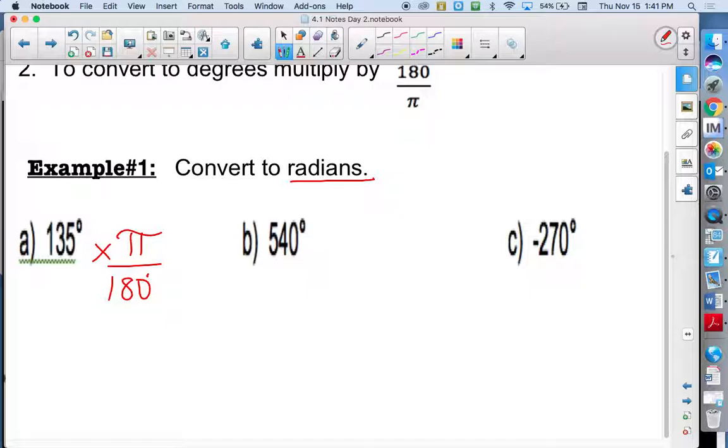Michael, do you know what we could divide them by? 5. So we could divide them by 5. So what's 135 divided by 5? Is it 27? Yeah, it is 27. And 180 divided by 5.